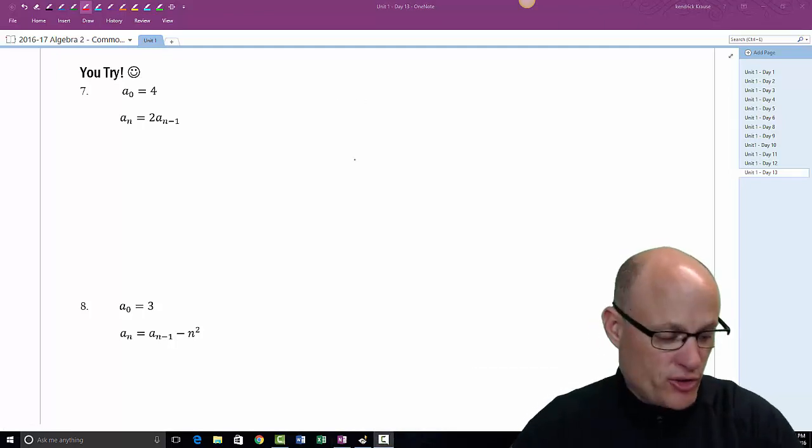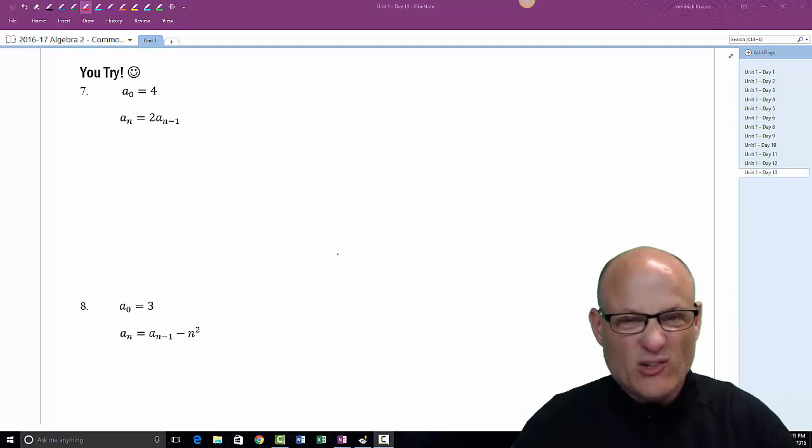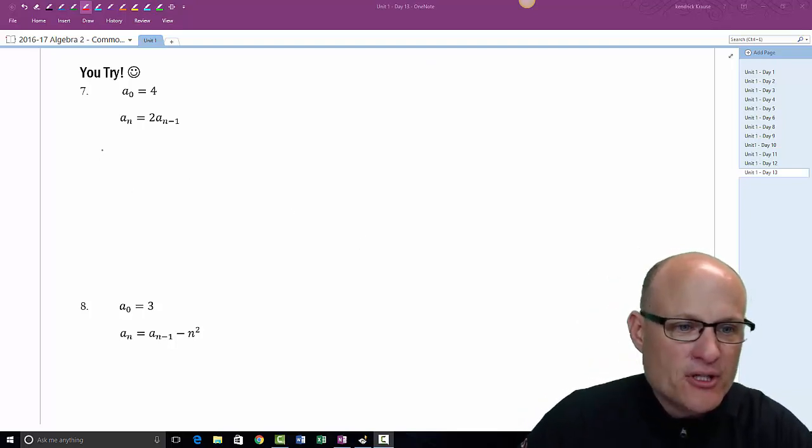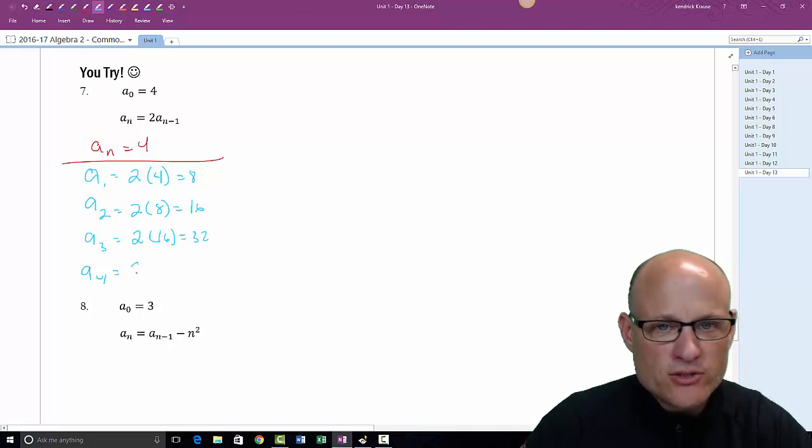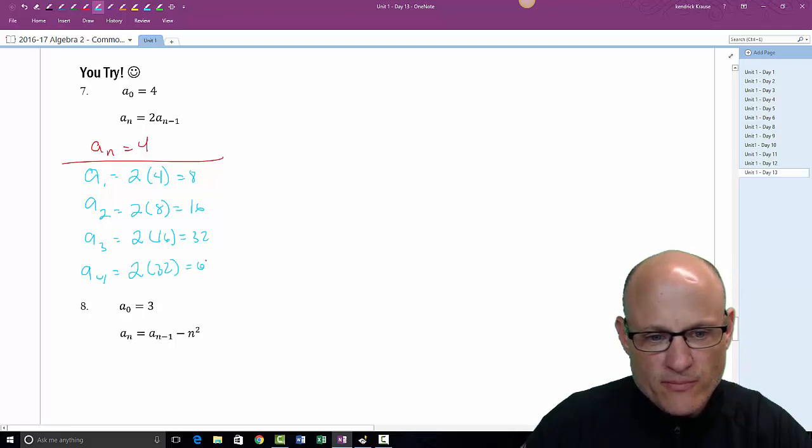All right, so I didn't want to show this to you before, but I'm going to show it to you now only because it's really cool. But we're going to do these by hand first. So a sub 0 is equal to 4, and I'm going to create the next 4 terms. So a sub 1, a sub 2, a sub 3, a sub 4. Let's see. 2 times the previous term, 4. That's 8. 2 times the previous term, that's 8, so that's 16. 2 times the previous term, that's 16, that's 32. 2 times the previous term, that's 32, that's 64.